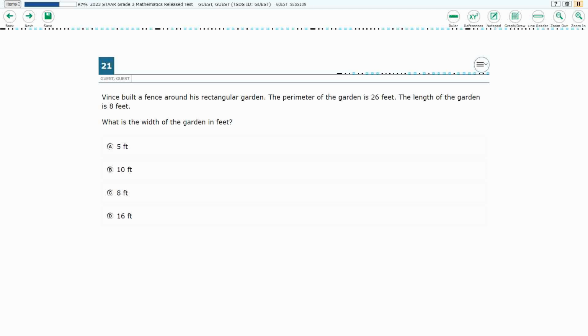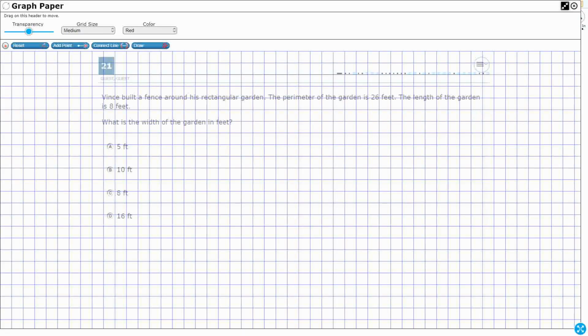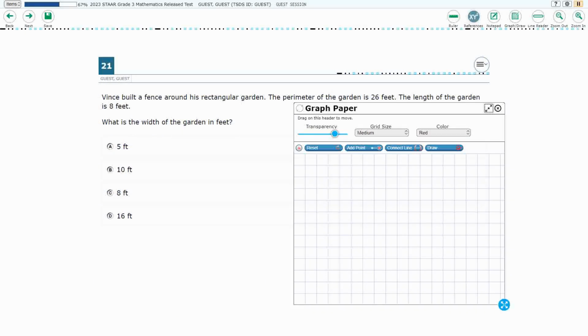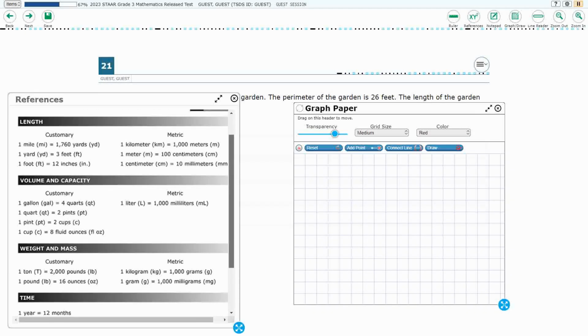So we have Vince, and he is building a fence around his rectangular garden. The perimeter of the fence is 26 feet. The length of the garden is 8 feet. What is the width? All right, so what do we know about perimeter? Let's look at that first.